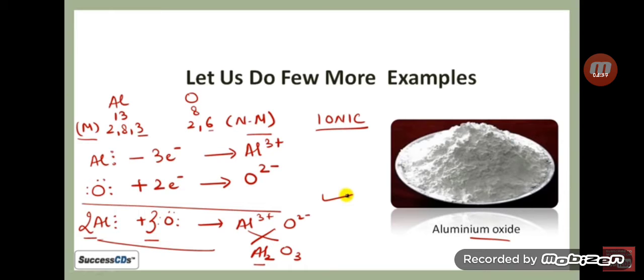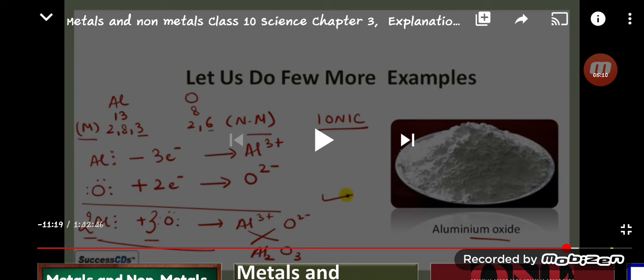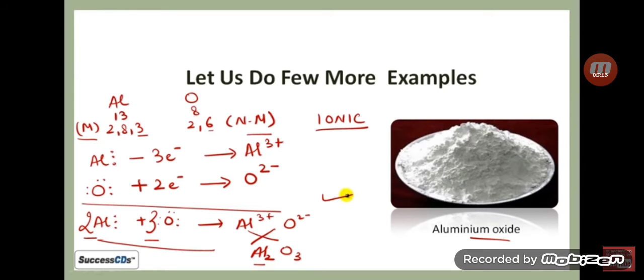So you will write Al3+. Now oxygen, it is having 6 electrons. That means it needs 2 electrons more. So you will write it as O2-. Now here Al3+ and O2-. If you crisscross, aluminium gives O3 and Al2. So the formula for this will be Al2O3, aluminium oxide.